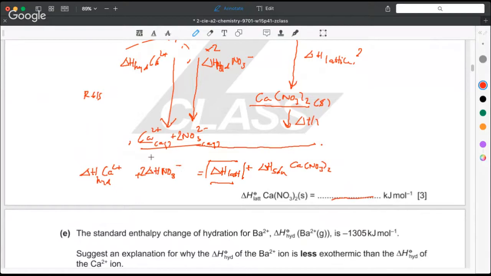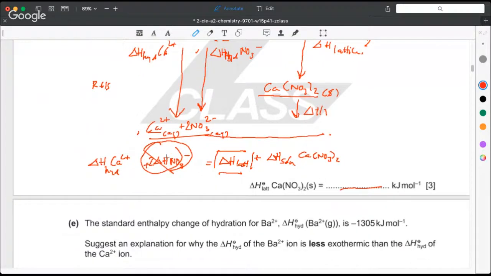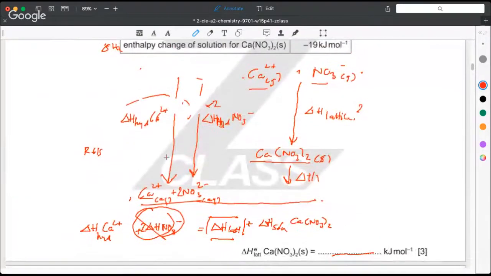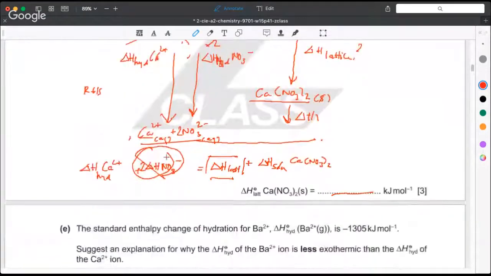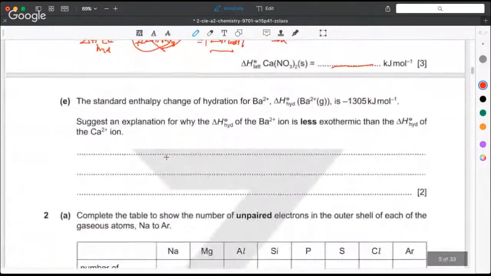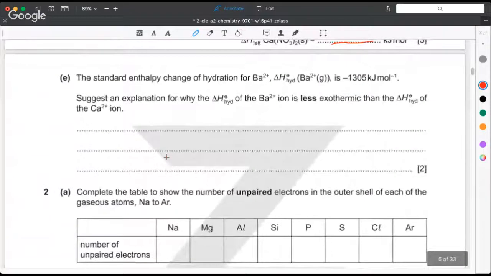And so the thing that the examiner wanted you to make sure of is that you don't forget that you've got two lots of the enthalpy of hydration of the nitrate ion. And that's where a lot of students lost some marks. Okay, next one then.